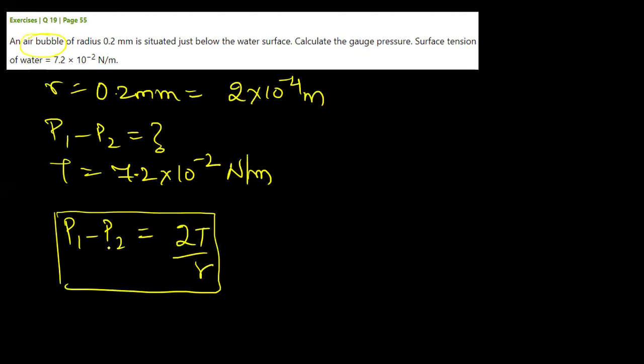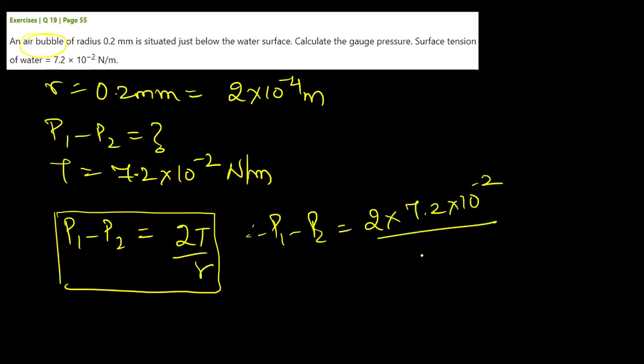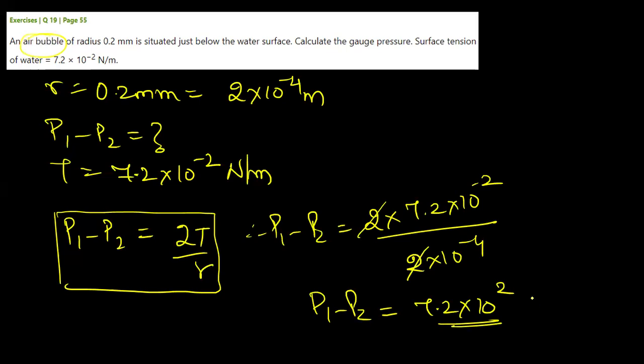So the pressure on the left hand side we are supposed to find. Therefore P1 minus P2 will be equal to 2 into T, whose value is 7.2 into 10 raised to minus 2, divided by R, whose value is 2 into 10 raised to minus 4. This will get cancelled. P1 minus P2 will be 7.2 into 10 raised to 2 Newton per meter square. So that will be 720 Newton per meter square. In the textbook, the answer is wrong. They have given 7200. That is wrong. It will be 720 only.